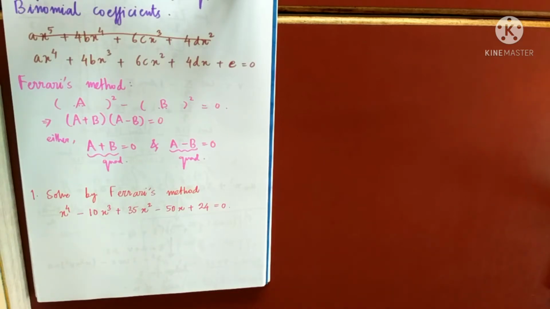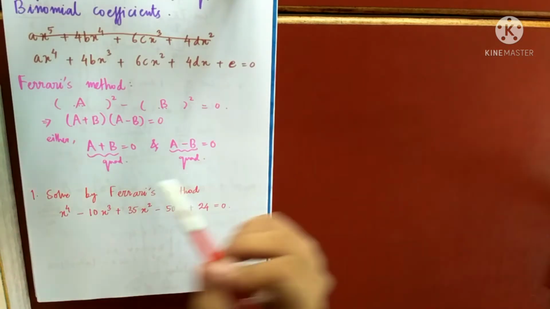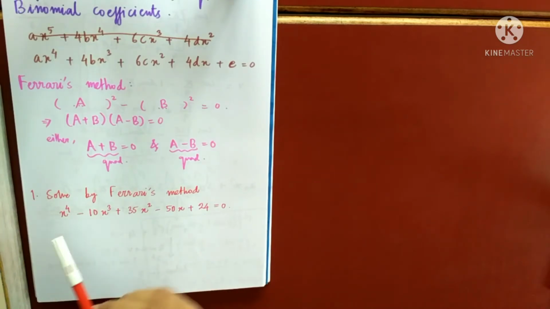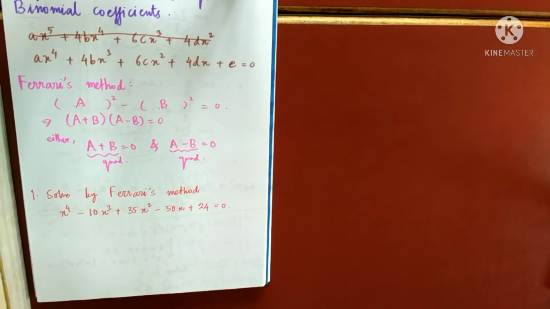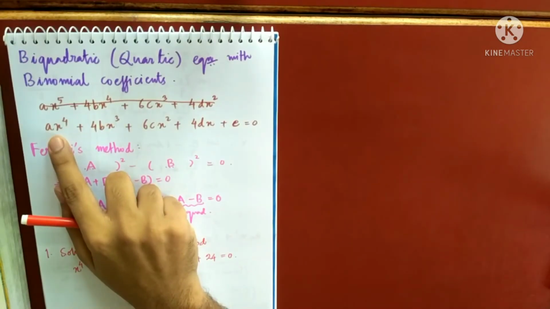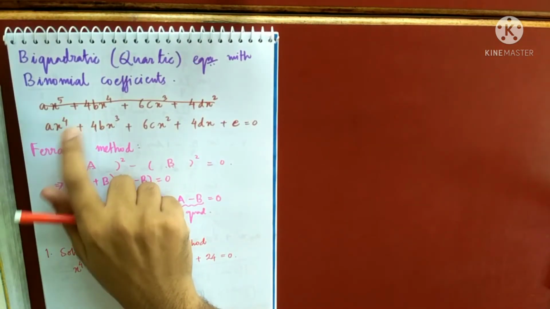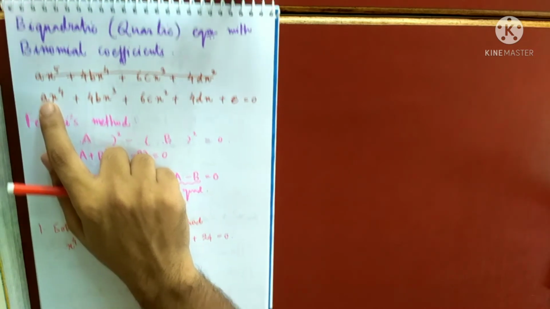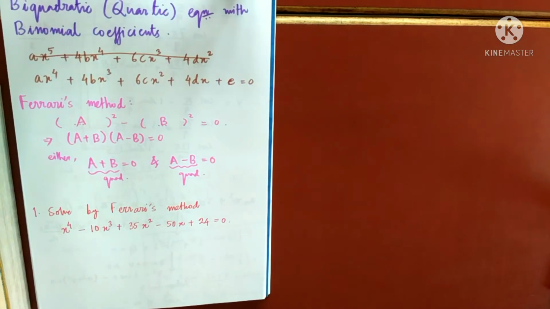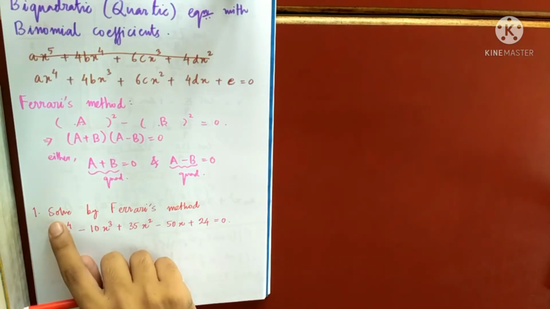Now the first thing you remember, the first step should be you multiply by this coefficient of x to the power 4. That means you have to multiply by a so that this becomes a square, because this is already a square. To make this a square, you should have a square. So your first step for solving Ferrari's method should be to multiply by a.